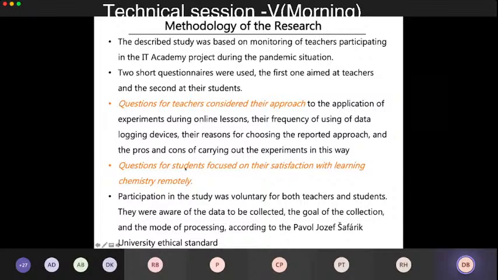So that is the questionnaire for the teacher, and the next is a survey for students, regarding this virtual platform, whether they are fully satisfied with learning chemistry remotely. The participation in the study is voluntary, and they were aware of the data to be collected, the goal of the collection, and the mode of processing. So in this methodology that we have to follow, first the course coordinator can get some feedback from students on the lectures of the virtual lab, because it's completely new. So these two questionnaires are very important from an academic point of view.